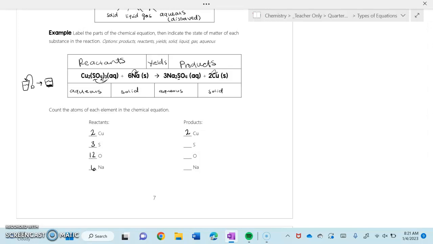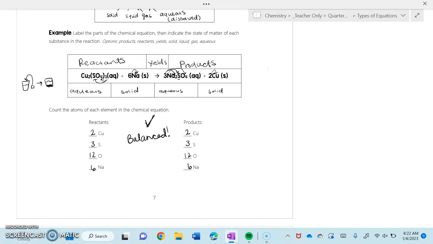Sulfur is here. It has no subscript and no parentheses, so it is only going to be affected by this distribution of the coefficient. So I have 3 sulfurs. Oxygen, I have a 4 subscript and a 3 coefficient. So 3 times 4 is 12. And sodium, I have a subscript of 2 and a coefficient of 3. 3 times 2 is 6. You will notice that our reactants and our products have the same amounts of each atom. And this is how we balance an equation. This one's already balanced. That will be our focus next week.